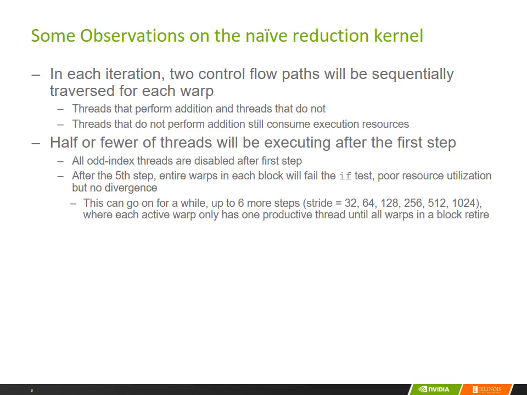This leads to somewhat poor resource utilization, but at least the warps that are completely turned off will not have divergence. This can go on for up to 6 more steps. The unfortunate part is that during those steps, for the active warps, only one productive thread will be executing, and so this also leads to extremely inefficient resource utilization.